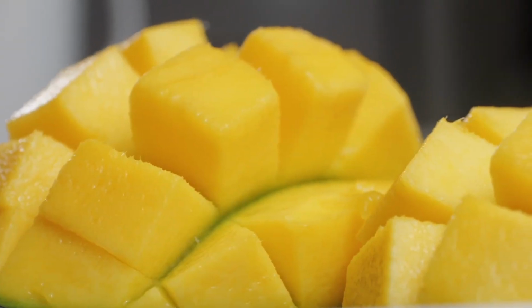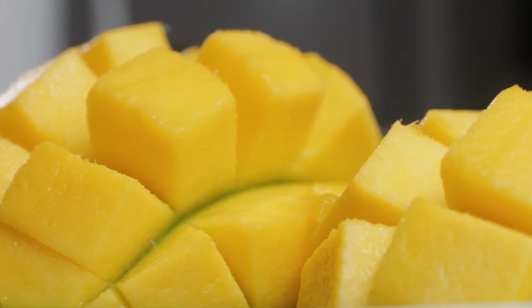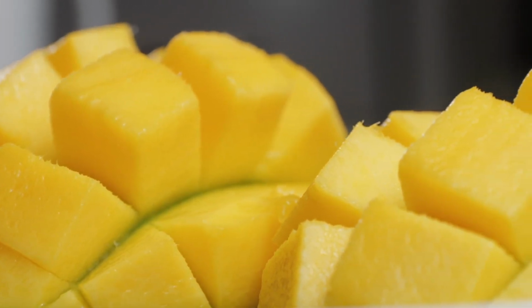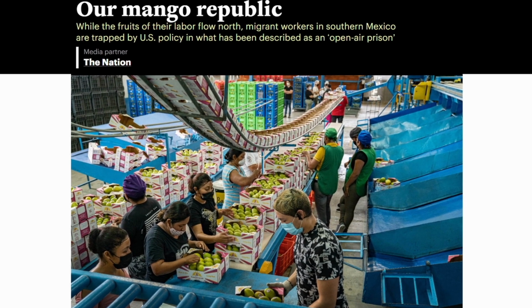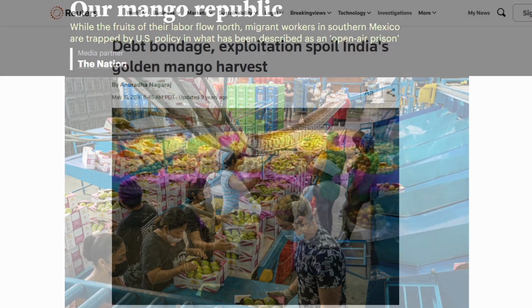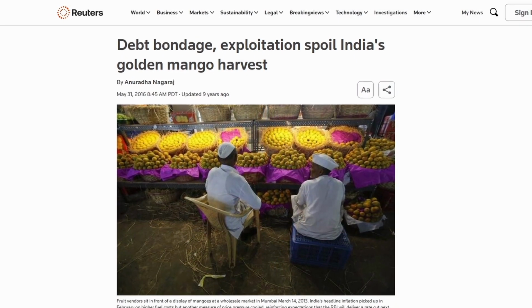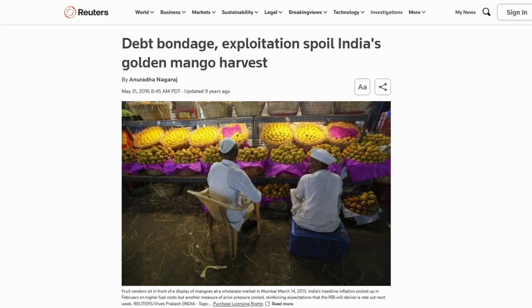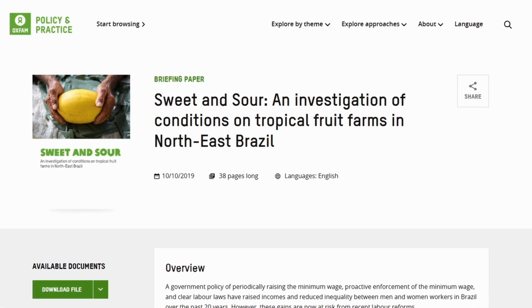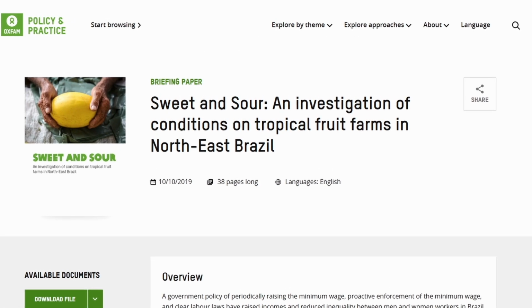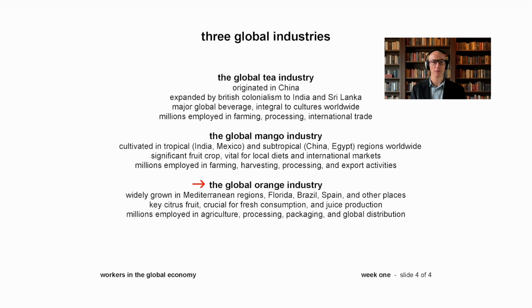With growing demand for pre-cut, packaged mangoes in supermarkets, automation is increasingly replacing manual processing tasks. Machines now sort, slice, and pack mangoes more efficiently, reducing costs but also displacing workers who previously relied on these jobs.